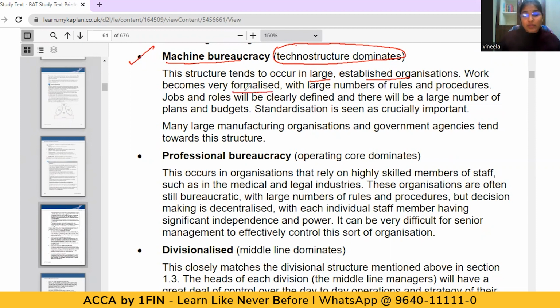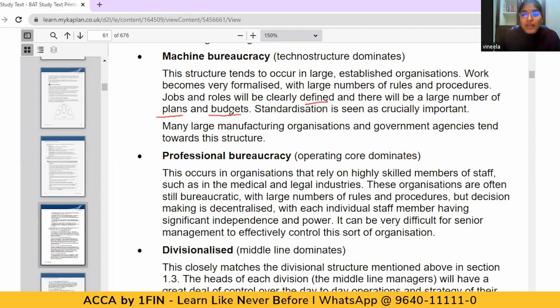be in a formal way. No informal thing will be there. You have huge rules and procedures. That's why you are calling it a bureaucracy. Bureaucracy is nothing but rules and procedures. Jobs and roles will be clearly defined. Each and every job you are having and each and every role they are playing will be clearly defined, and you will have a clear plan and budget for your organization, because technical people are streamlining this.